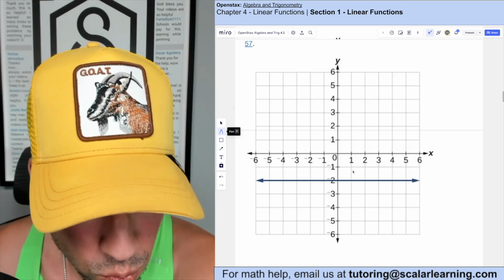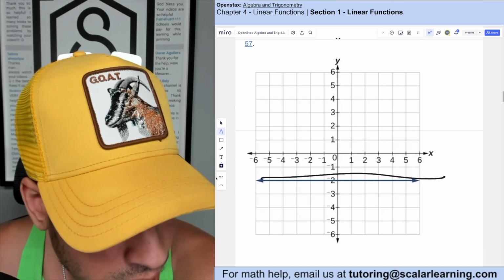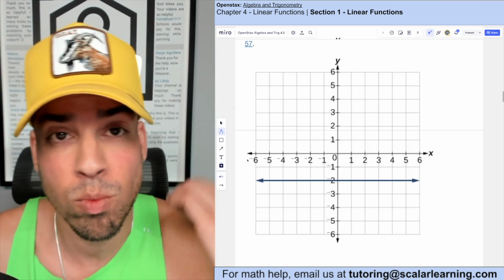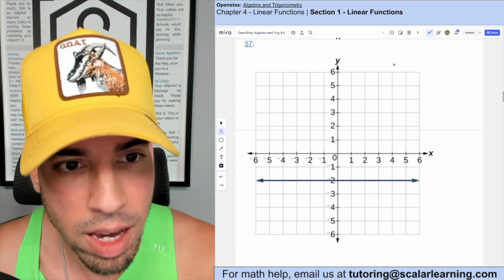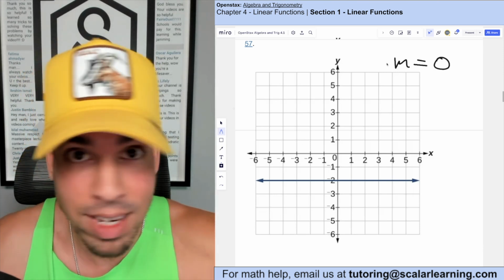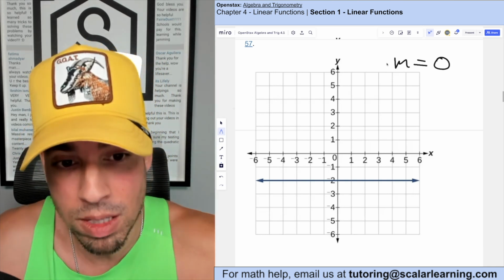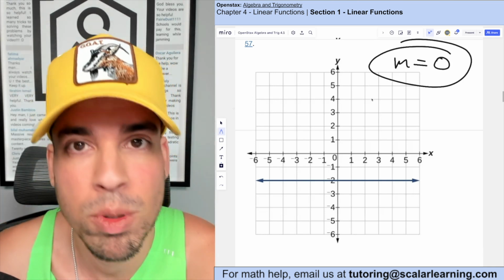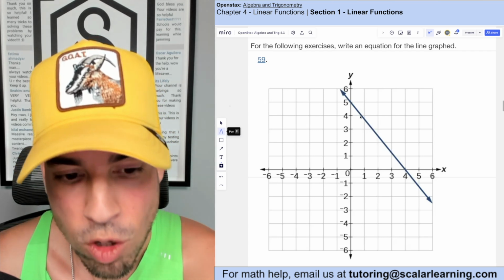And what is slope? It's rise over run, but this line is completely flat. There is no rise, meaning the rise is 0, aka the slope is 0. That makes sense, right? Flat ground, flat land has a slope of 0. It's completely flat. So here the slope is 0. Boom, done.